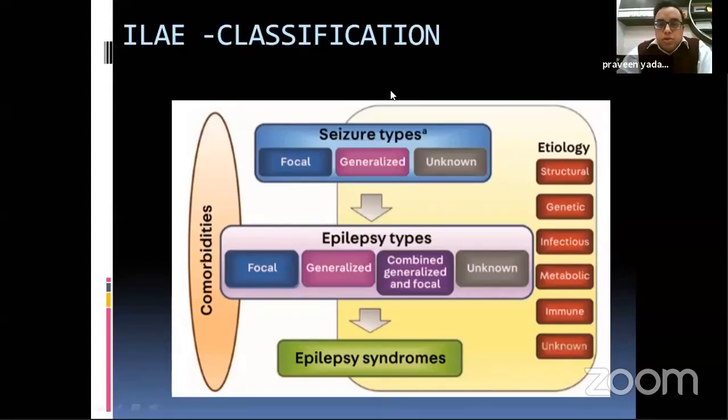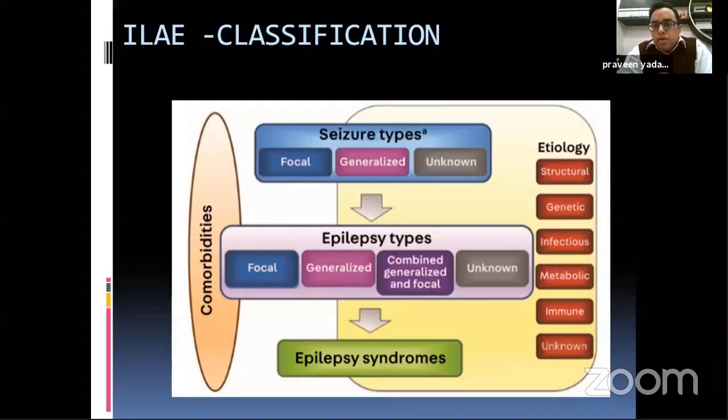So once you are sure it is a seizure, then you have to decide whether it's a focal seizure or a generalized seizure. Focal seizure means a seizure which starts in a part of the brain and spreads to the other parts. So there may be an aura which the patient may remember, or there may be some focal jerking, which may tell us that there is a focal onset of epilepsy.